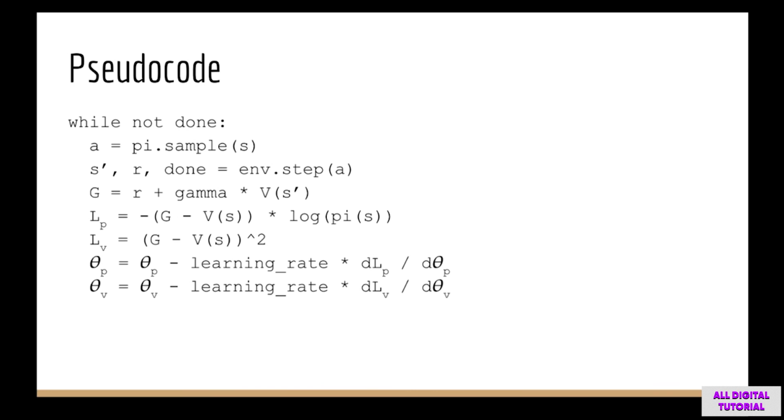Then during training, all we need to do is loop through each step of the game, sample an action, and then update the weights of both neural networks, as we can see in this pseudocode. The pseudocode is as follows. While we are not done, we sample an action from the policy network. We get A. Then we perform the action A in the environment and we get S prime and R. We set G equal to R plus gamma times V of S prime. We calculate the policy loss and the value loss. Finally, we perform gradient descent to update theta p and theta v.